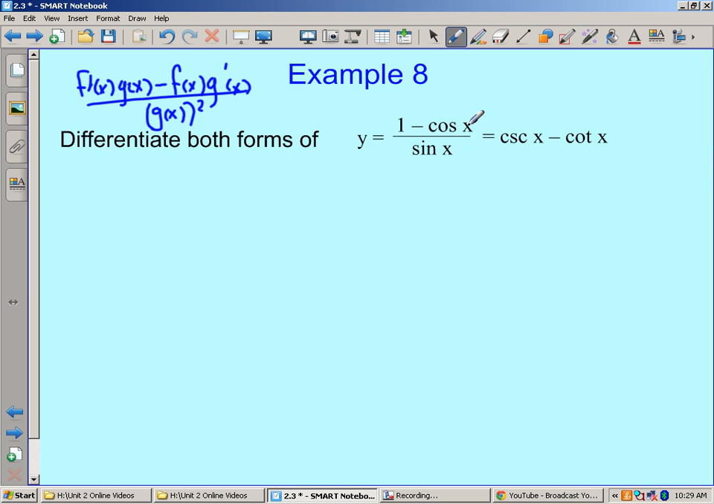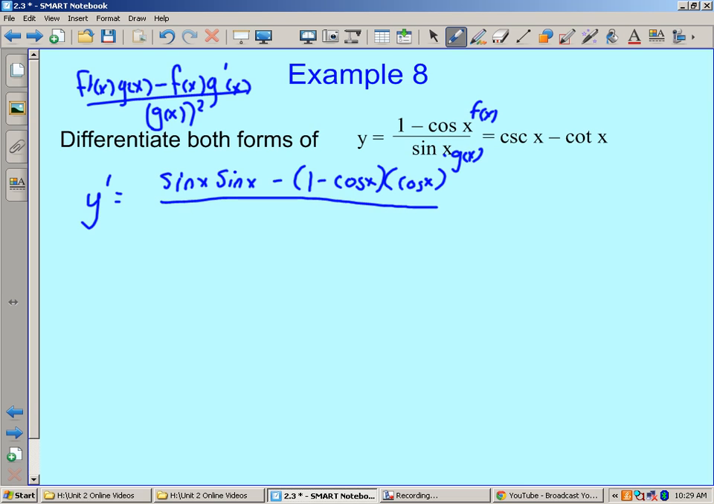And so when I go through and say y prime, I'm going to take the derivative of this. Well, the derivative of 1 is 0, and the derivative of cosine would go to negative sine, but since it's already negative, I'm going to write it as sine of x. So there's my f prime of x. Remember, the f of x is the top part, and the g of x is the bottom part. So sine of x times sine of x. And then I get to subtract away the top left alone, so I get 1 minus cosine x, and then when I take the derivative of the bottom, I get another cosine x. All of this is over sine of x squared.